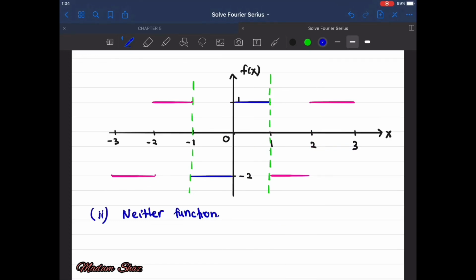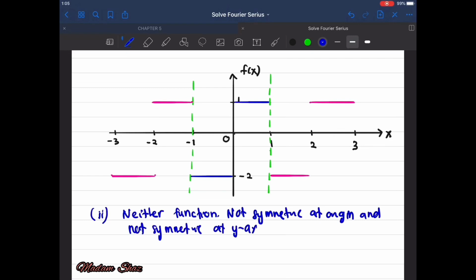So give reason for your answer if the question asks. So the reason is: not symmetric at origin and not symmetric at y-axis.